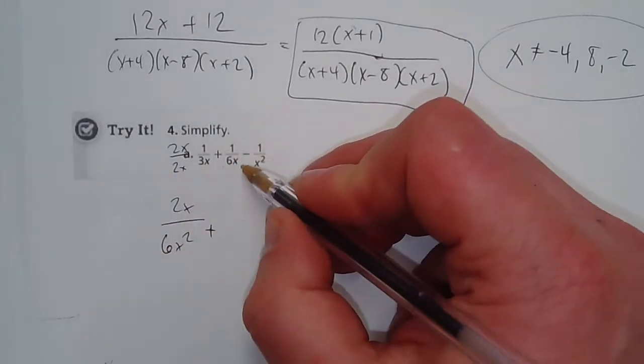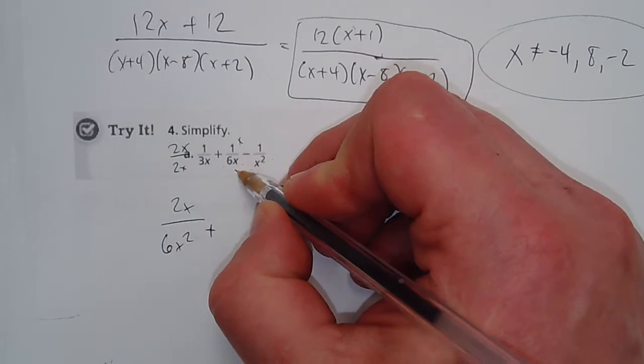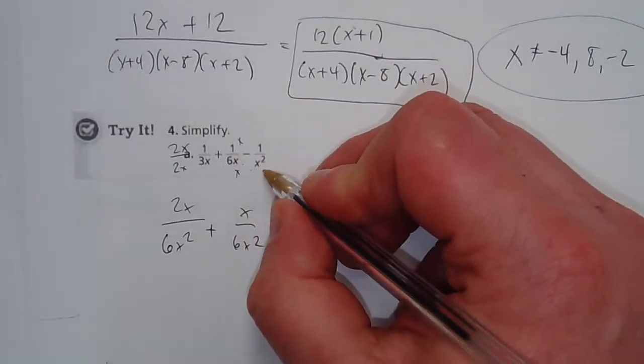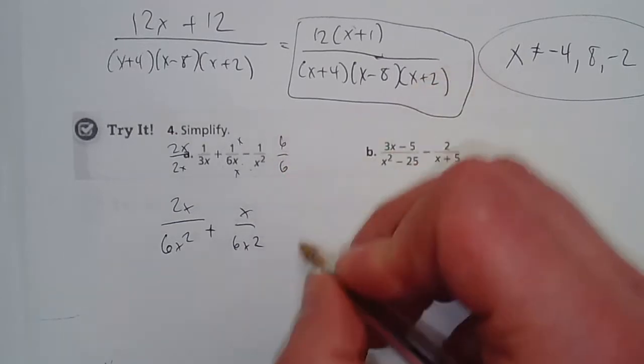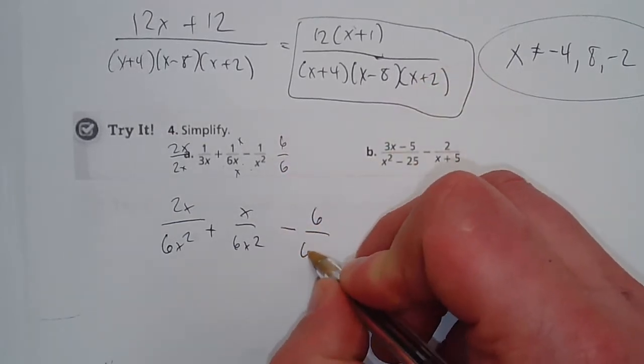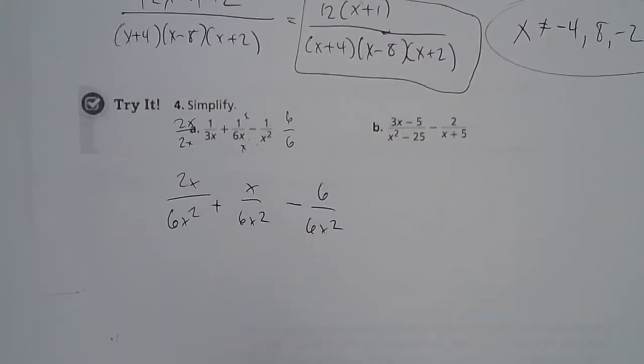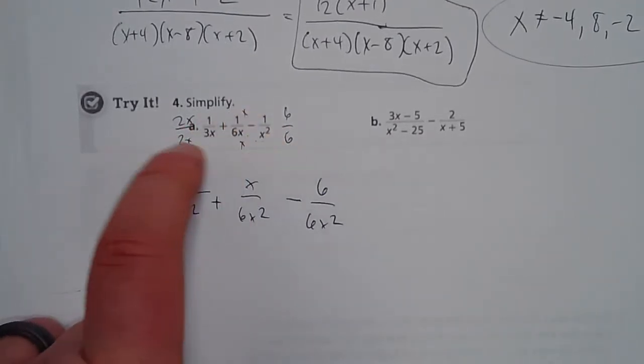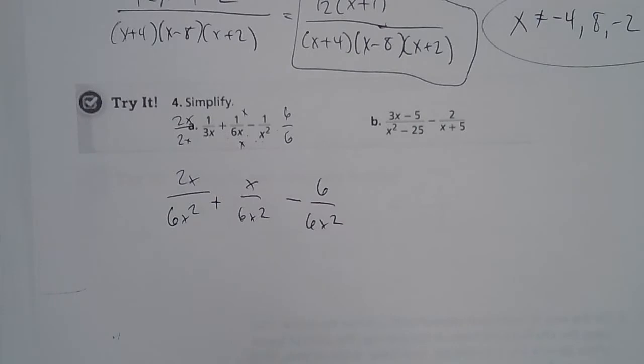Cool. This one just needs to get multiplied by x over x. So that's going to be x over 6x squared. And this one just needs to get multiplied by 6 over 6. So that'll be minus 6 over 6x squared. So this problem is sort of a simpler version because you don't actually have any polynomials going on here. You have monomials, single terms.